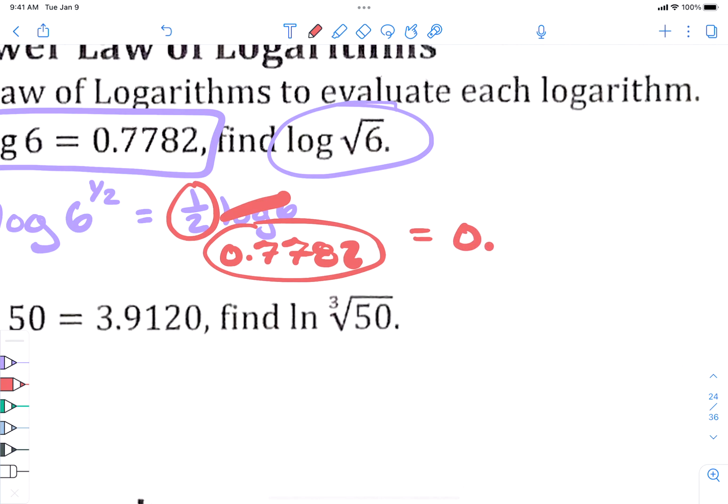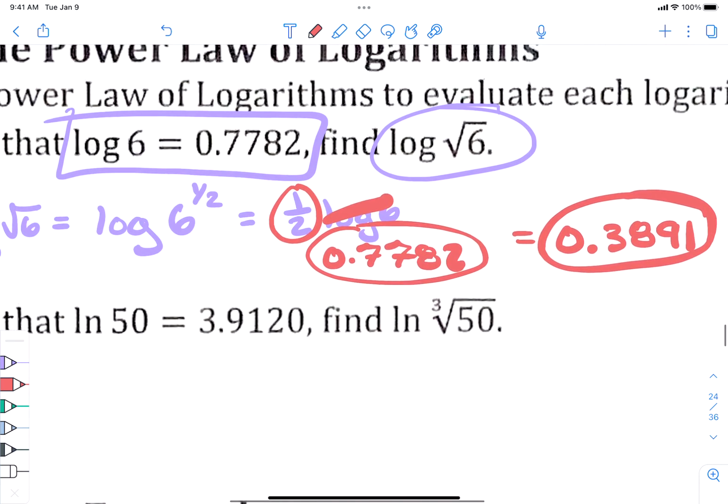Does this make sense? 0.36? No, 35 something. I don't know. Give it to me. Just kidding, I'm dumb. Go, Marcus. No, it is 36 something. Half of that. 3891. There you go.